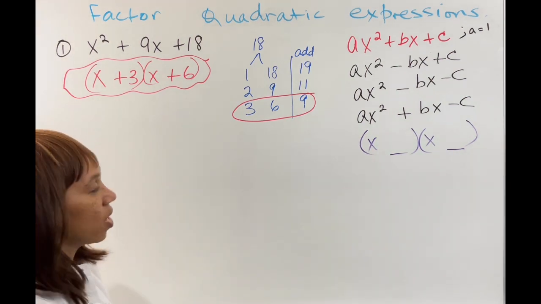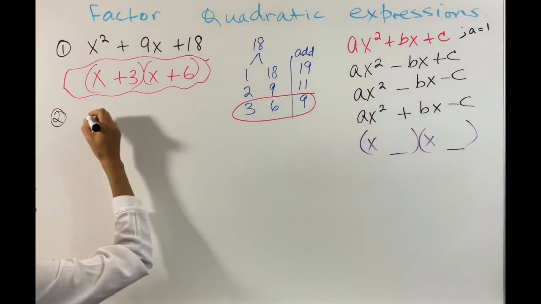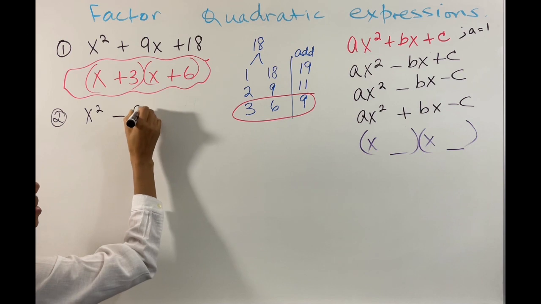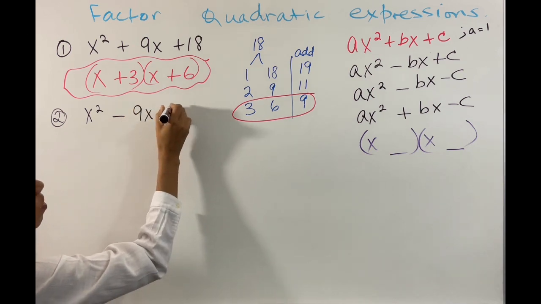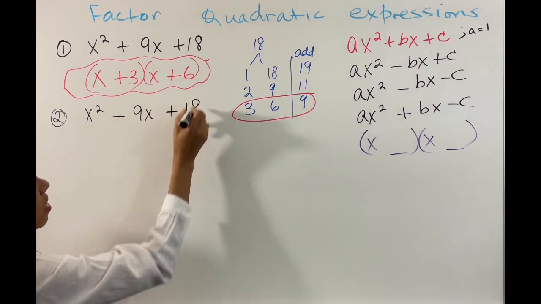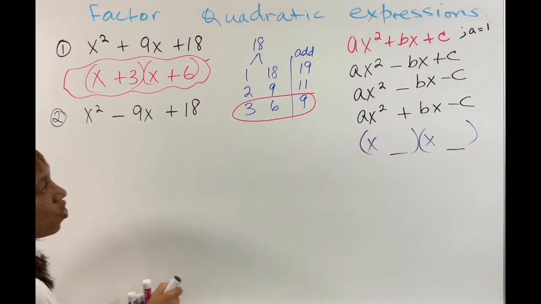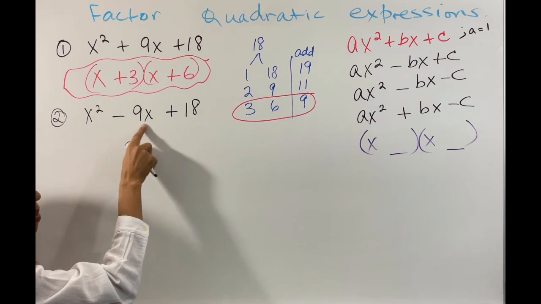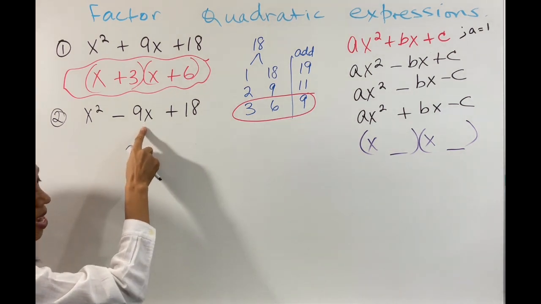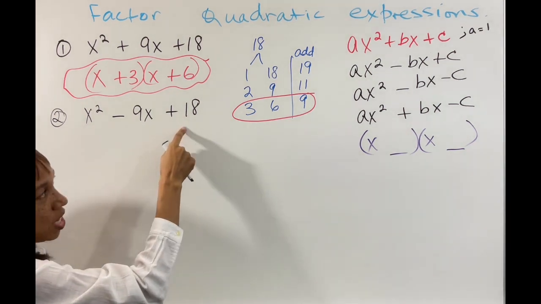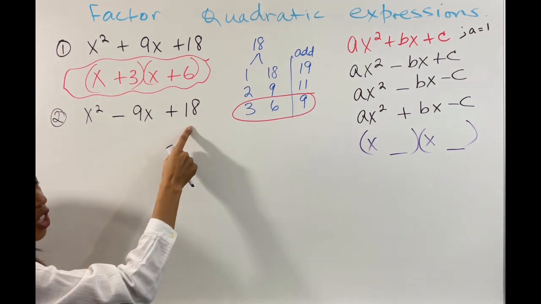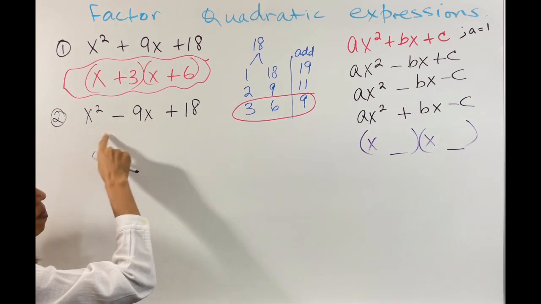The second scenario that I'm going to give is x squared minus 9x plus 18. Once again, you're going to find the factors of 18 such that when you add them, it's going to give you negative 9. You will notice here that because your c term is positive and your middle term is negative, the factors of your c term are going to be negative.